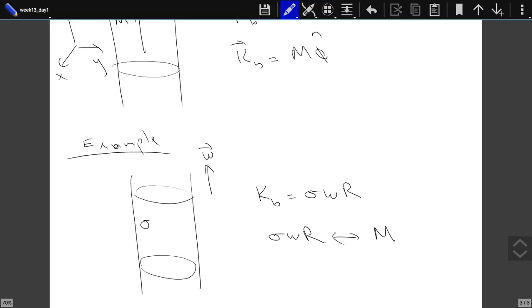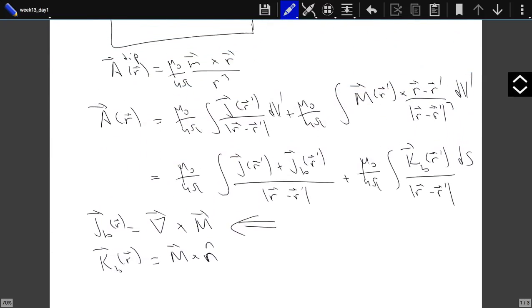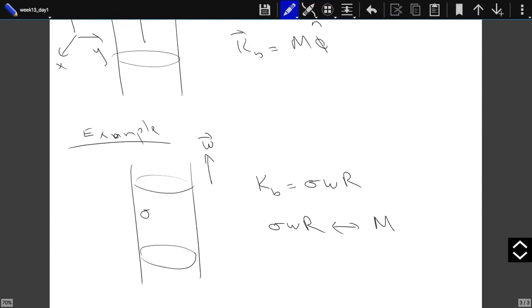What is the relation between magnetic field and K_b? The formula that we also used in the previous example. For the vector potential, there will be a contribution from any current, from the surface current, from the volume current, if there is anything. Or let's just review this one.